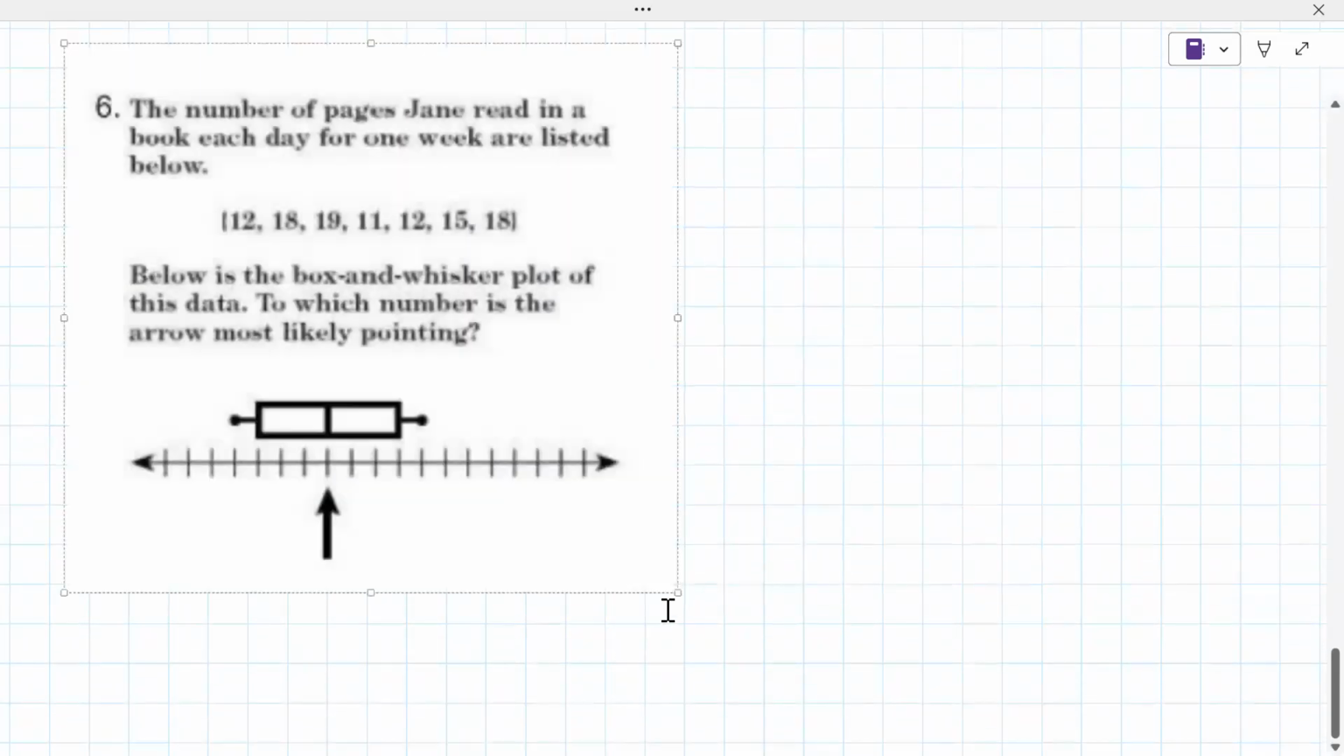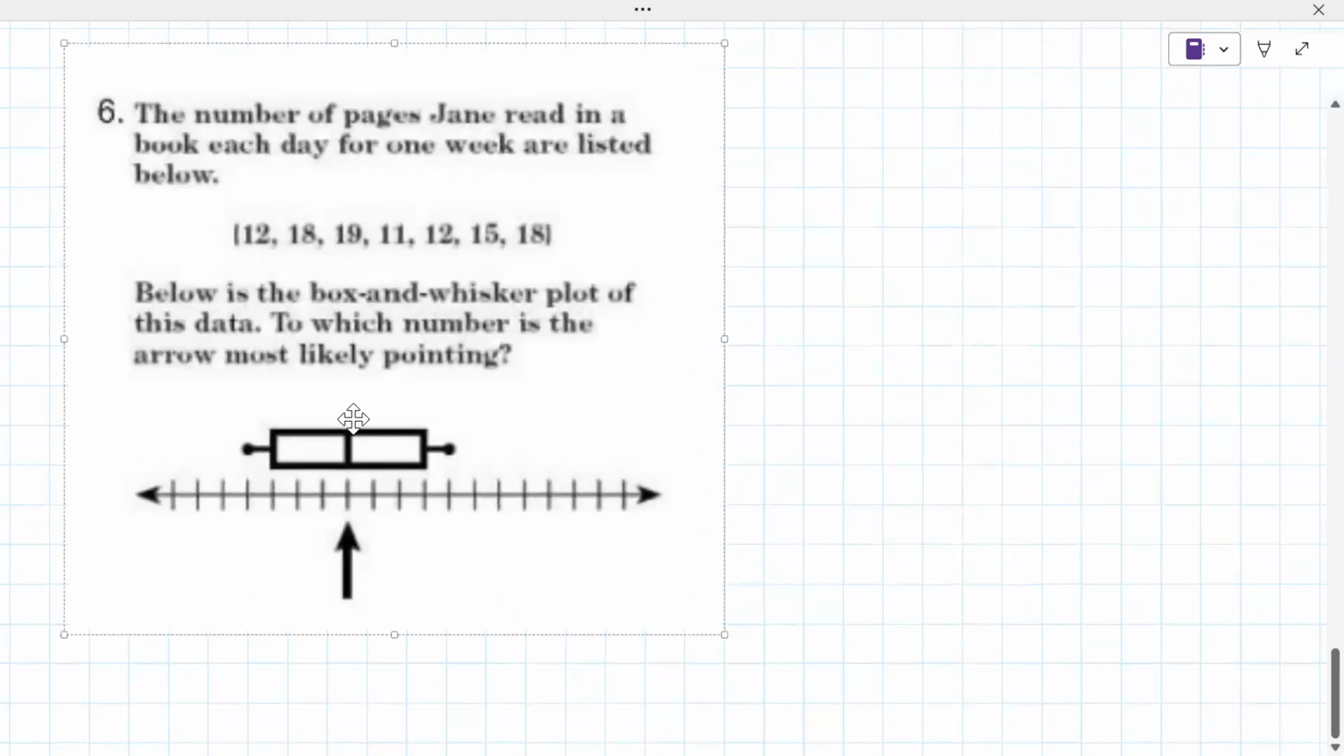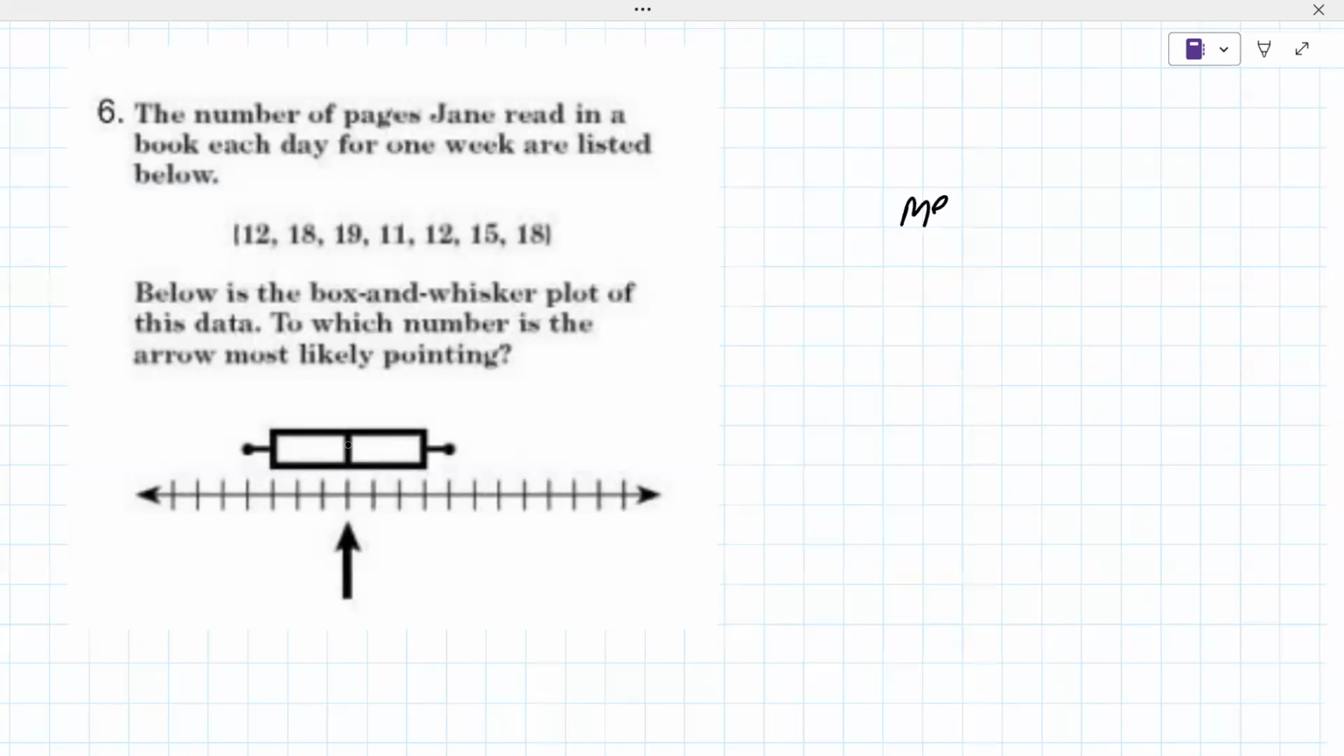All right. So this arrow is pointing to what value in the box and whisker plot? The median. So you've got to calculate the median of this data set. It's MEDIAN, median. Medium is something else. So just be careful there, especially if you're in class, it could go a little wonky for you.